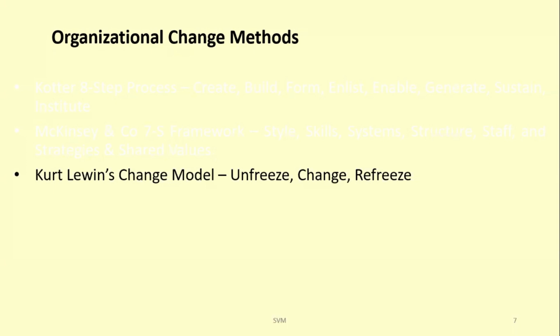Next is Kurt Lewin's change model, which consists of unfreeze, change, and refreeze. 3 steps, you can say 3 stages. Stage 1 is unfreeze. Here, you prepare the organization for the change, and then you create a sense of urgency for the change, communicate the need for the change, and then identify and address the resistance. That will be done in stage 1.